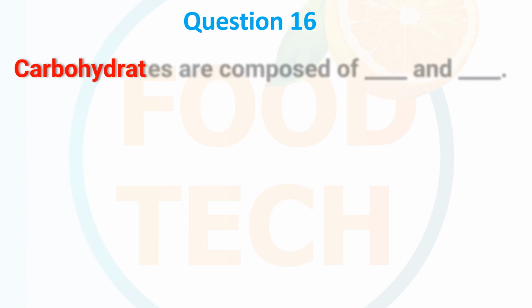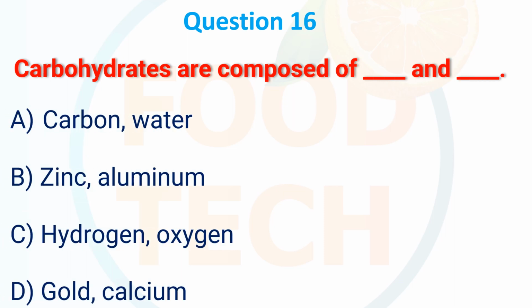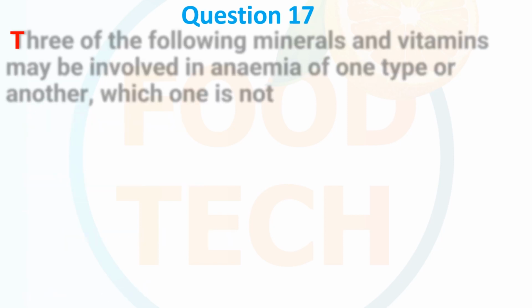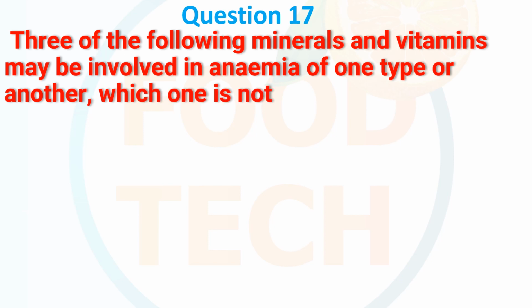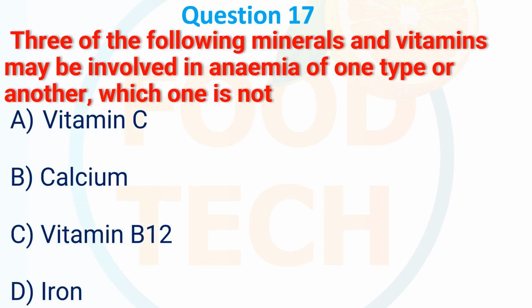Bowel. Carbohydrates are composed of dash and dash. A. Carbon, water, B. Zinc, aluminum, C. Hydrogen, oxygen, D. Gold, calcium. The answer is A. Carbon, water. Three of the following minerals and vitamins may be involved in anemia of one type or another. Which one is not? A. Vitamin C, B. Calcium, C. Vitamin B12, D. Iron. The answer is B.